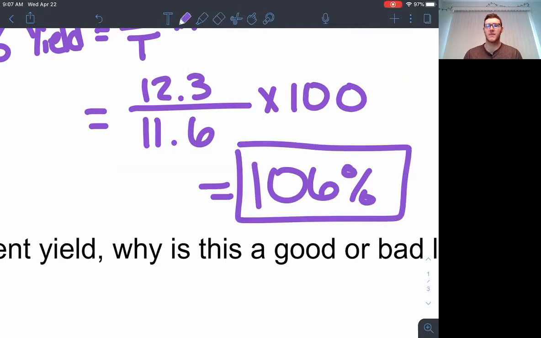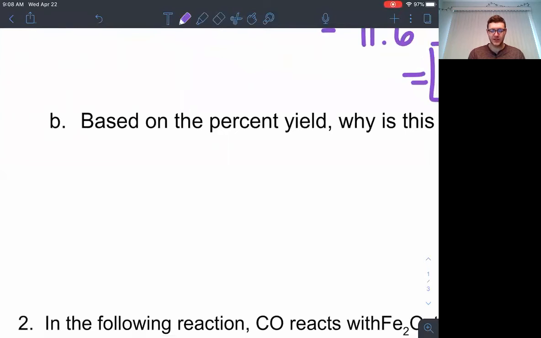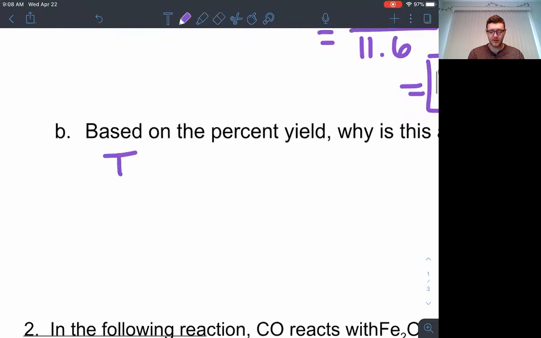Now, thinking about 106%, is that good or bad? I mean, yes, on a test or something like that, 106% is awesome. What about in a lab? Can we make more than 100%? No, we can't. So is this answer wrong? Did we do something wrong? The answer is not wrong, but we personally must have done something to cause an error. So we can be over 100%, which just means that there were errors.